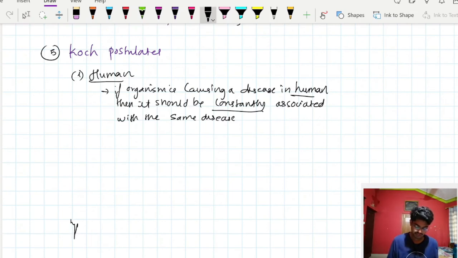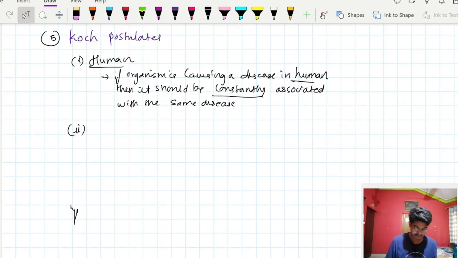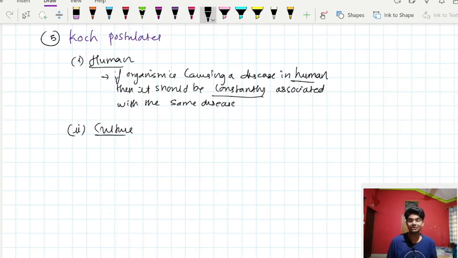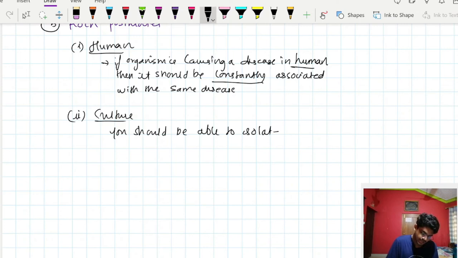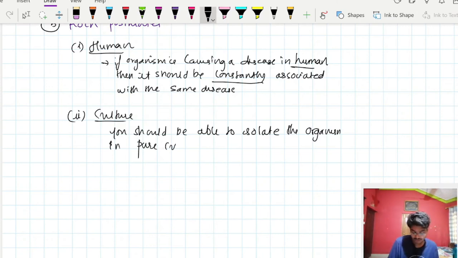The second Koch postulate tells about culture media. That is, we should be able to isolate the organism from the human patient and be able to culture it. That is what the second postulate says. You should be able to isolate the organism in pure culture. This is important. Pure culture.